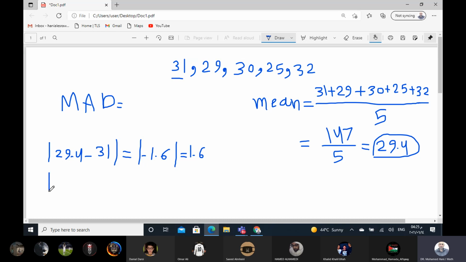Then take the distance between the mean, 29.4, minus the second value, 29, which will be 0.4. And as you remember, the absolute value keeps it positive.